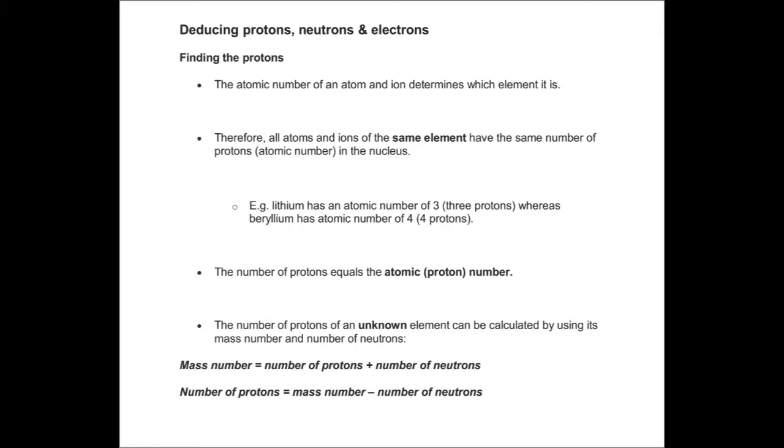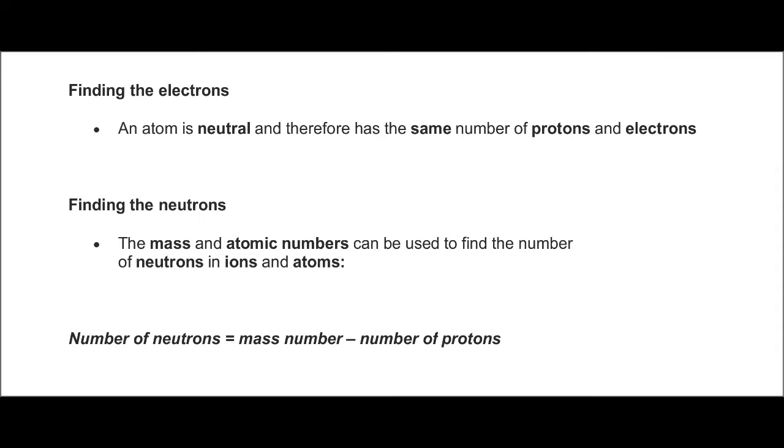The number of protons of an unknown element can be calculated by using its mass number and number of neutrons. Mass number equals number of protons plus number of neutrons. Number of protons equals mass number minus number of neutrons. Finding the electrons. An atom is neutral and therefore has the same number of protons and electrons. Finding the neutrons. The mass and atomic numbers can be used to find the number of neutrons in ions and atoms. Number of neutrons equals mass number minus number of protons.